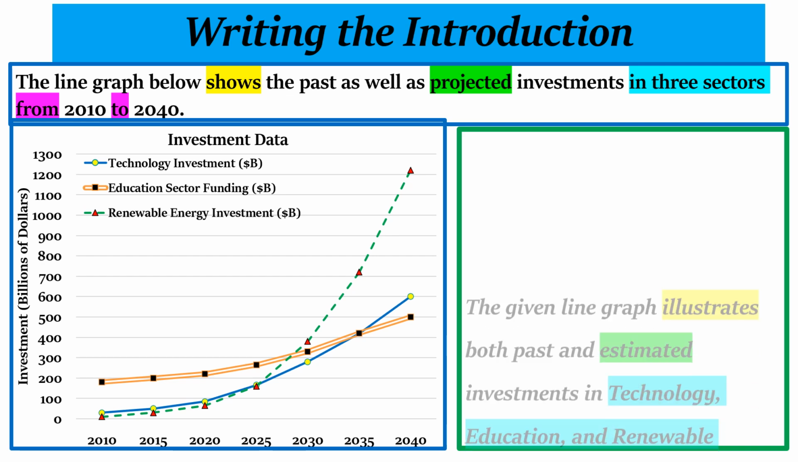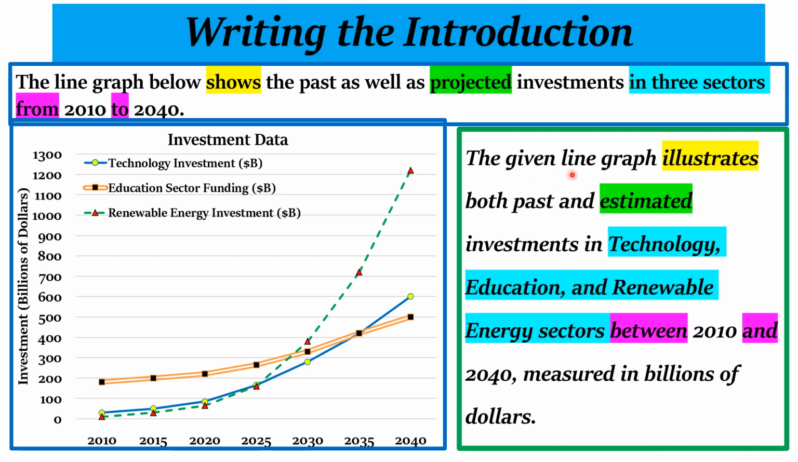One way to write the introduction is: the given line graph illustrates both past and estimated investments in technology, education, and renewable energy sectors between 2010 and 2040, measured in billions of dollars. This follows the same approach we used for past trends. This introduction effectively paraphrases the question, adds relevant details about the sectors, and keeps it clear and concise. The changed words are highlighted in different colors for you to see how the question statement is paraphrased.